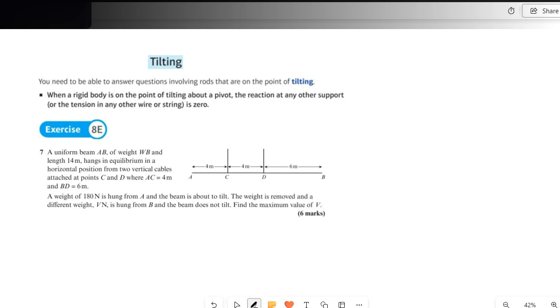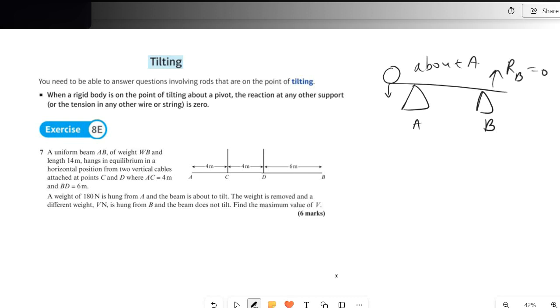For example, let's say I have a plank that is being balanced by two pivots A and B, and let's say I have placed a mass close to the edge of A, and if this will be on the point of tipping about A, then the reaction at B will be 0. Similarly, in our alternative case, if a mass is placed nearby B at the edge of the plank, and if the plank is going to tilt about B, then the reaction at A will be 0.